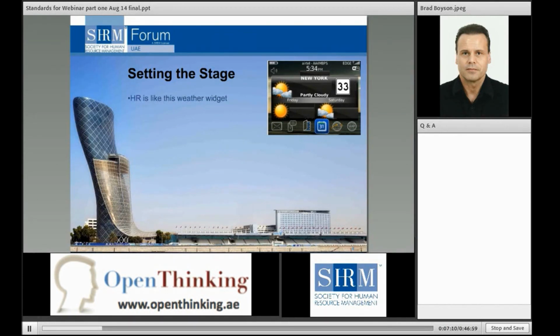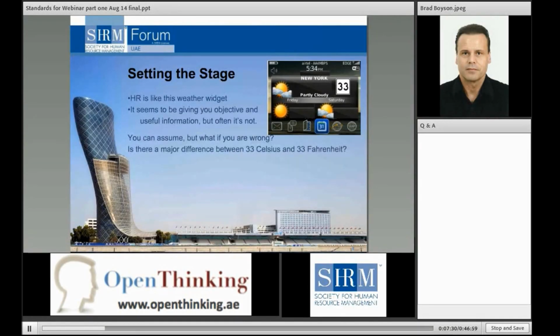The issue is HR today is a lot like this weather widget that you get on your cell phone. It seems to be giving you objective information, useful information, but often it's not. You'll notice that on this widget, it says nothing about the benchmark or the basis for this temperature. We can make assumptions, but do we know that this temperature is Celsius or Fahrenheit? Let me ask you this. Is there a difference between 33 degrees Celsius and 33 degrees Fahrenheit? Yes, there's a huge difference in those two numbers.